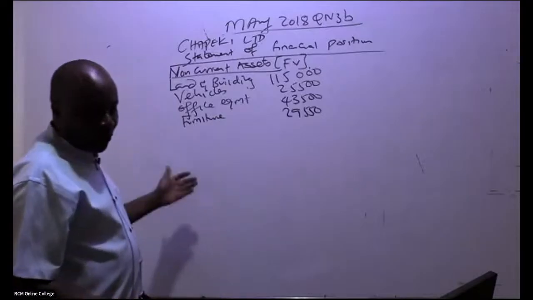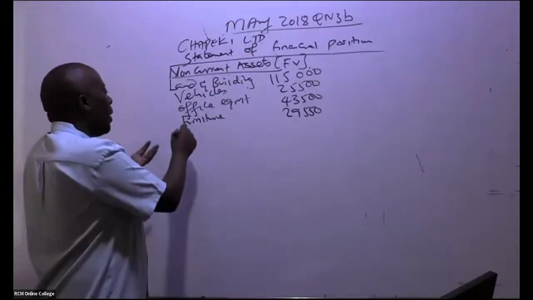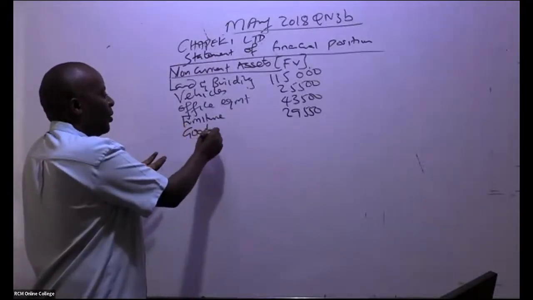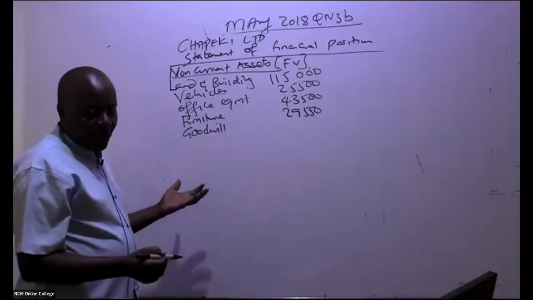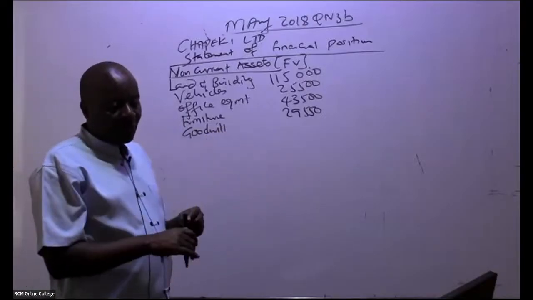29,550. From there, don't forget, in this case here, our goodwill, which we have just calculated. So goodwill, are you able to see the amount of goodwill?